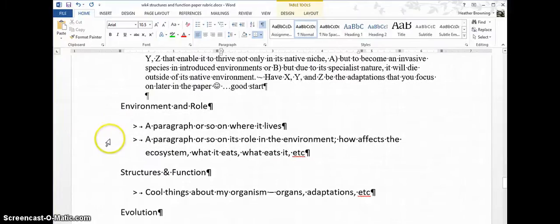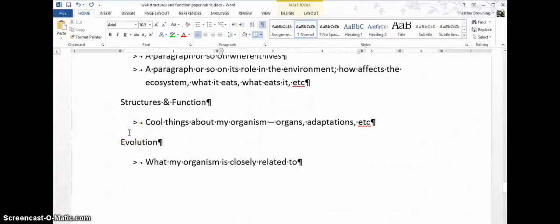And so then I would do a section on the environment and role, and this would be a paragraph on where it lives in the environment, and then a paragraph or so on its role. That's how it affects the ecosystem, what it eats, what eats it, etc. Structures and functions, the cool things. If I do a star-nosed mole, I'm going to talk about that nose. If I do a dog, it might be the sense of smell. If I do a plant, like kudzu, its ability to just take over the entire world.